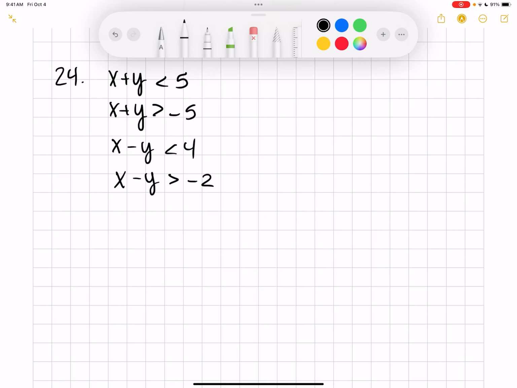I can do this. I would get them all in slope-intercept form. So y is less than -x plus 5. Y is greater than -x minus 5. Now what's going to happen when I do the next one? Gotta divide by negative 1. So what's going to happen when I do that? I'm going to flip the sign. So y is greater than what? X minus 4. Yeah. Yep. And then what about the last one? Y is less than x plus 2.